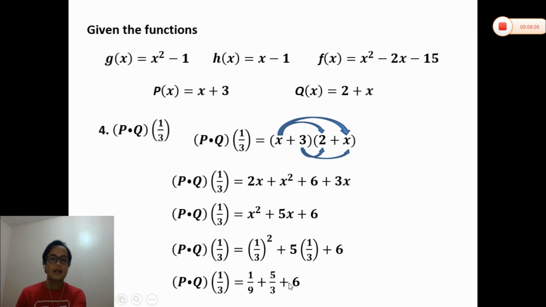To simplify, as you can see, this equation now involves fractions. So 1 over 9 plus 5 over 3 plus 6. And 6 is a whole number, as I've said. Every whole number is assumed to have denominator 1. So to perform this operation, we need to find the LCD of these three fractions. So the LCD of these fractions would be 9.